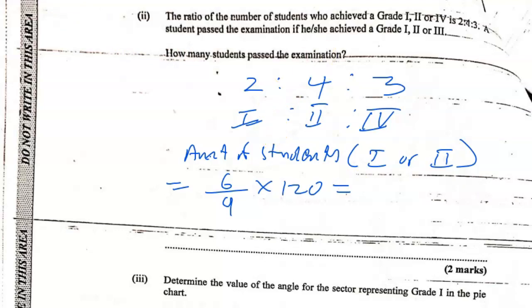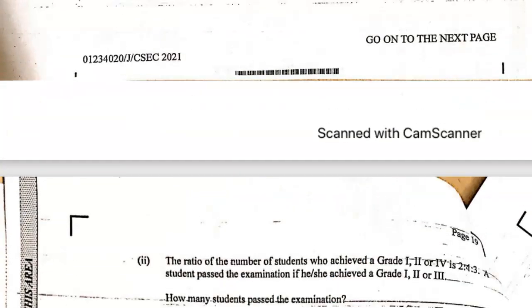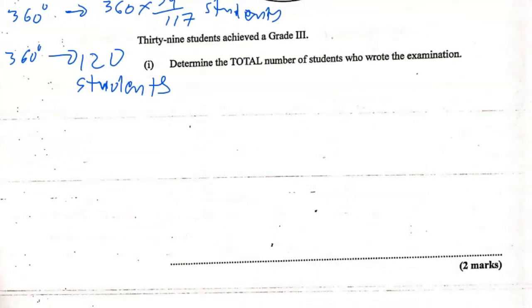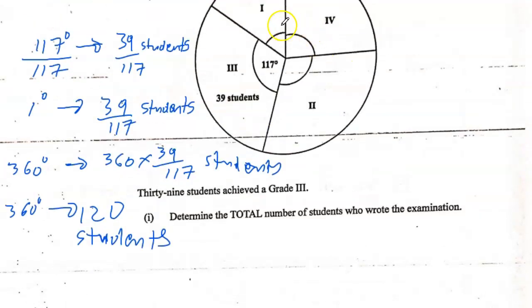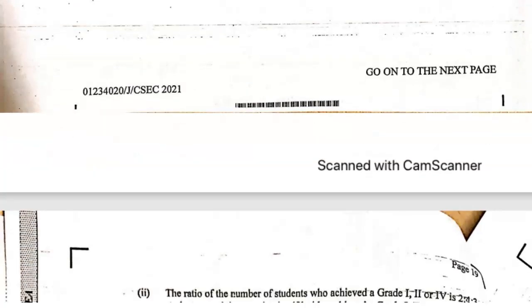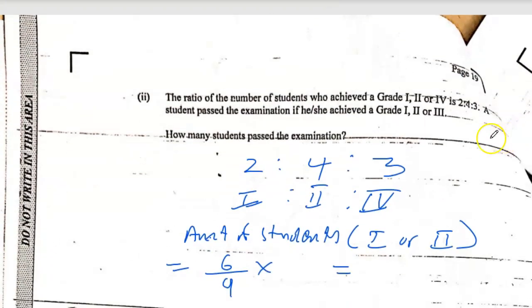Now actually, it wouldn't be 6 upon 9 times 120. If you remember, just check back quickly, 39 students got grade 3. The ratio we're given is just between grade 1, 2, and 4, because grade 3, we already know that 39 students got grade 3. So we'd have to subtract 39 from the 120.